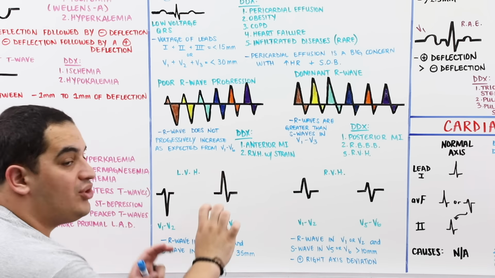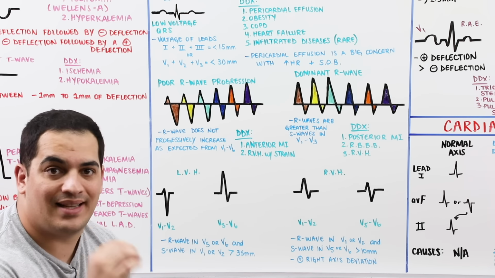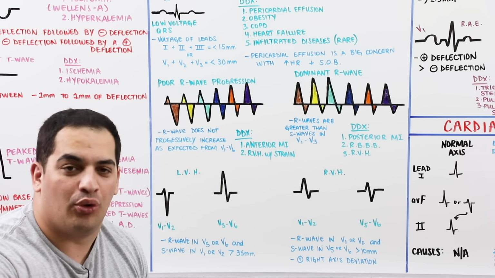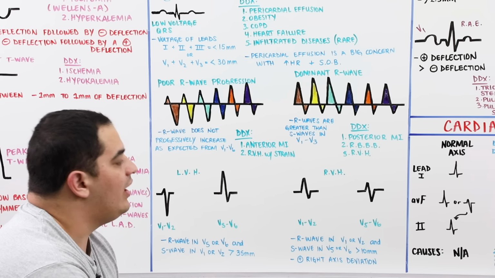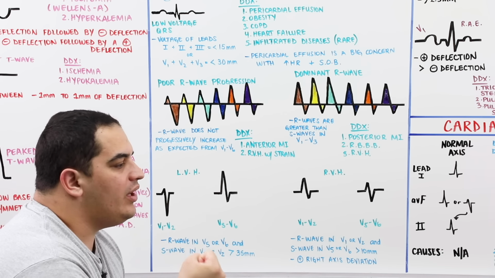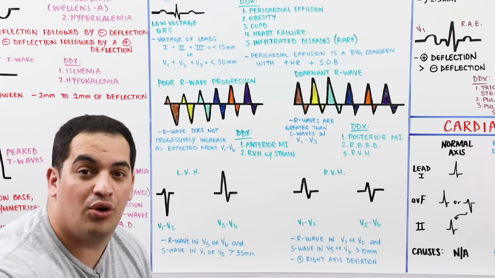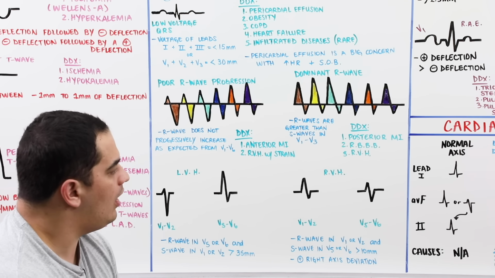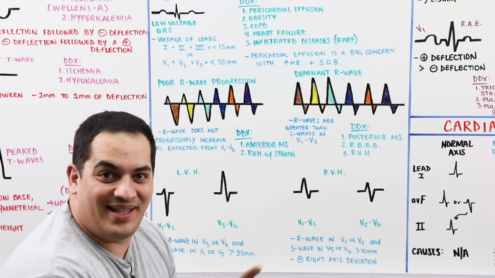If when I add those two together, that comes to greater than 35 millimeters, that is a sign of left ventricular hypertrophy. We'll go through plenty of cases on these and pick them out. What could that be indicative of? It could be indicative of any persistent strain on that left side of the heart: hypertension, aortic stenosis, many different things.